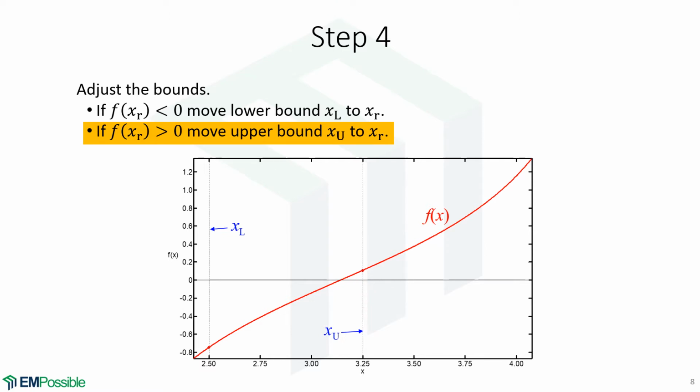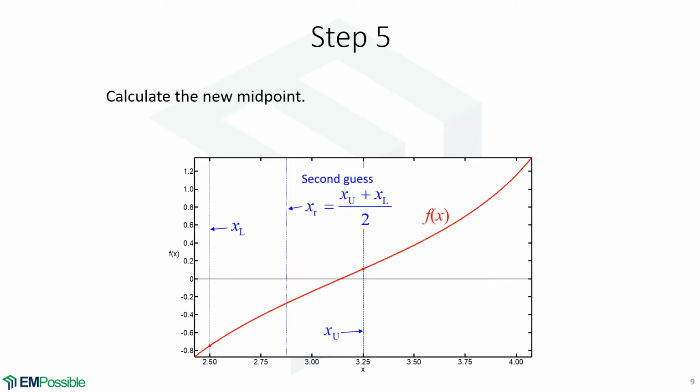And we're sort of back to the beginning again. We have an upper and lower bound. It's narrower. We're starting to close in on the root, and the root is somewhere between these two bounds. We calculate a new midpoint by averaging where the upper and lower bounds are, and our new guess at the root is here.